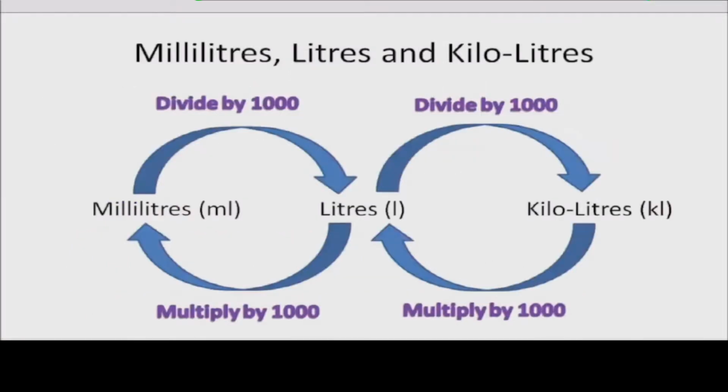So just to recap, in order to convert milliliters to liters, you need to divide by 1000, and in order to convert liters to kiloliters, you need to again divide by 1000. In order to convert kiloliters to liters, you need to multiply by 1000, and in order to convert liters to milliliters, again you need to multiply by 1000, right?